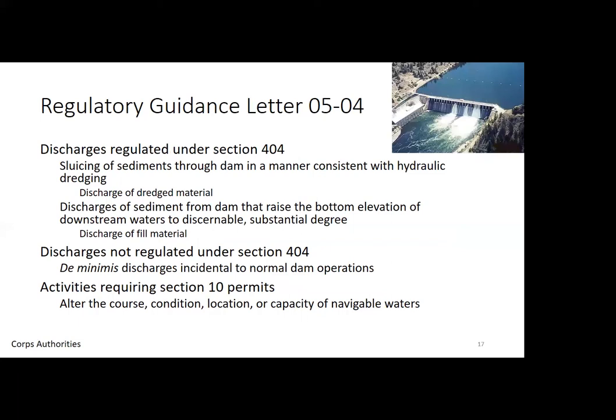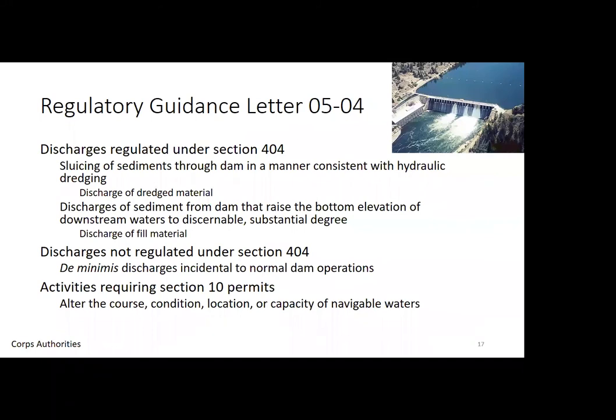So the regulatory guidance letter states that for the discharges that are regulated under Section 404, it could be the sluicing of sediments in a manner consistent with hydraulic dredging, and we would consider this a discharge of dredged material. And if the discharges of sediment from the dam would raise the bottom elevation of downstream waters to a discernible, substantial degree, then we would consider that a discharge of fill material.